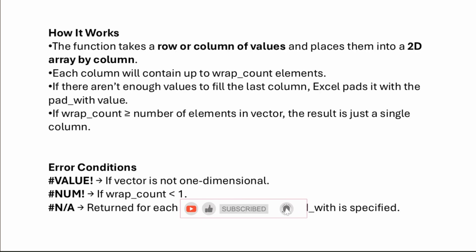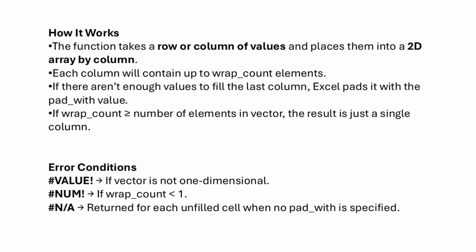How it works. The function takes a row or column of values and places them into a 2D array by column. Each column will contain up to wrap_count elements. If there aren't enough values to fill the last column, Excel pads it with the pad_with value. If wrap_count is greater than or equal to the number of elements in the vector, the result is just a single column.